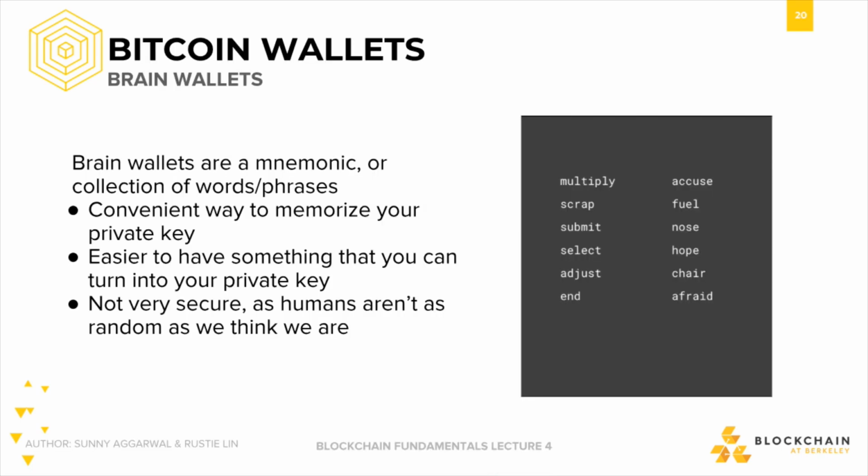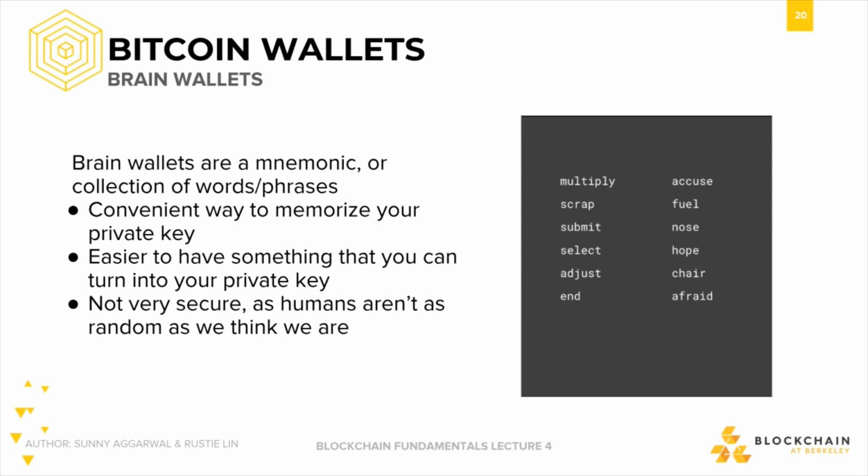Anyways, how do we actually do this? Memorizing that really long alphanumeric string is very difficult. So the idea is to use a mnemonic, or a collection of words and phrases, to make that process a little bit easier. You can memorize 6 to 12 different words, and this will give you a way to derive your private key.